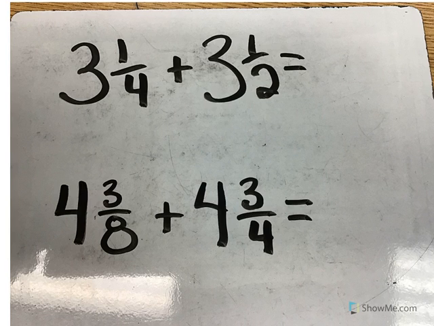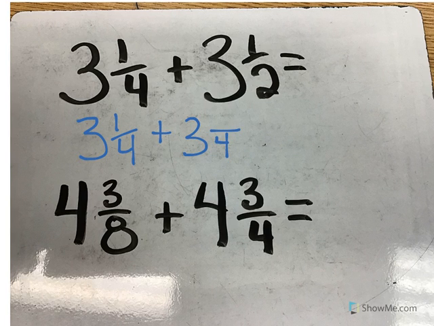All right, in this one we're going to add two mixed numbers. So let's add 3 1/4 and 3 1/2. Now, common denominator. 4 and 2 is easy because I know 2 will go into 4. So it's 3, and I know 4 is my common denominator.